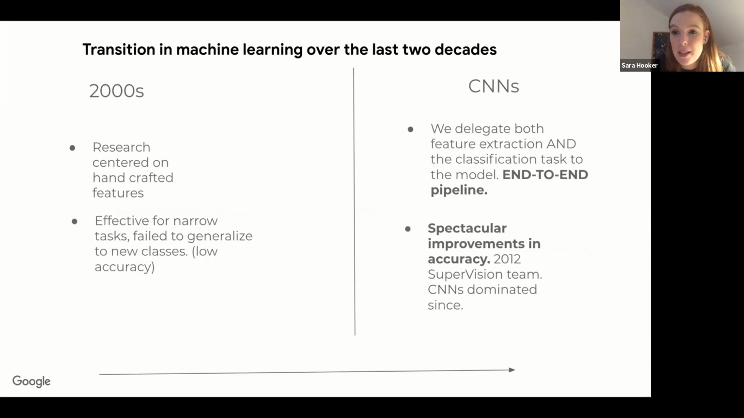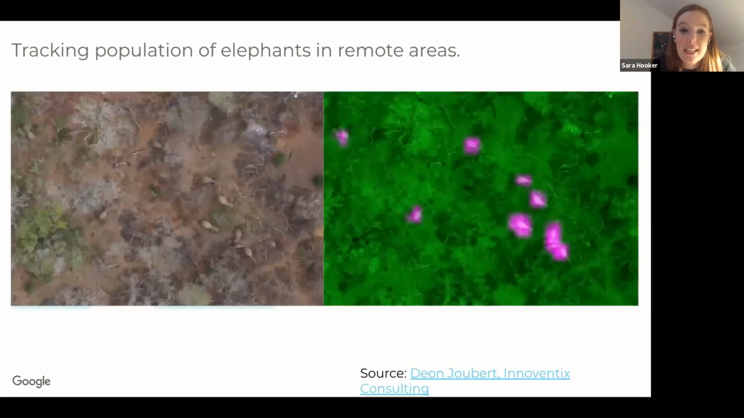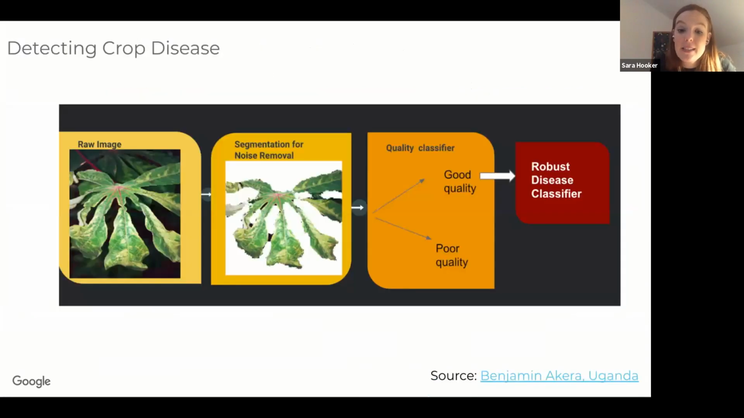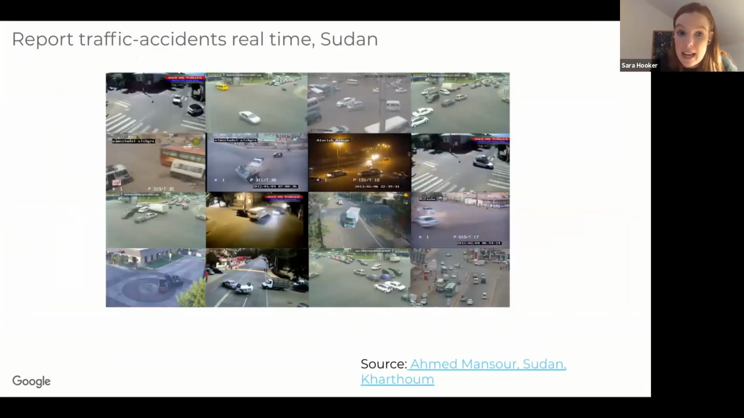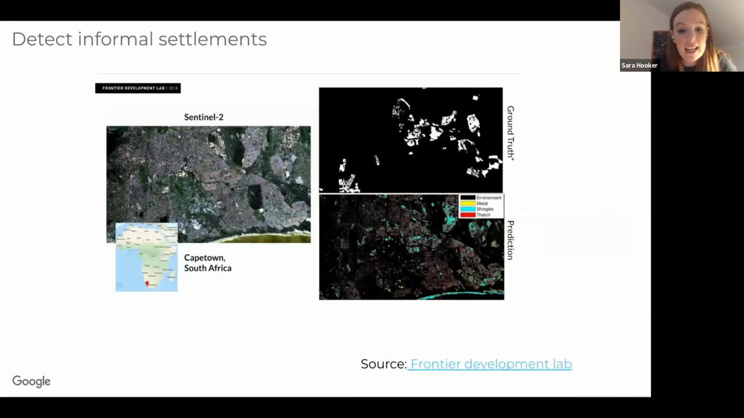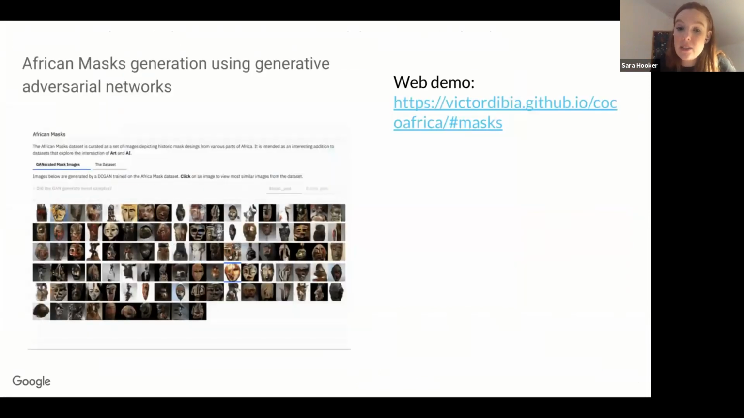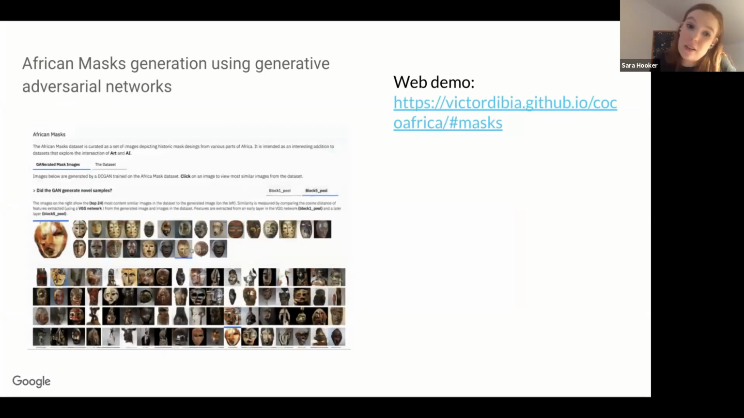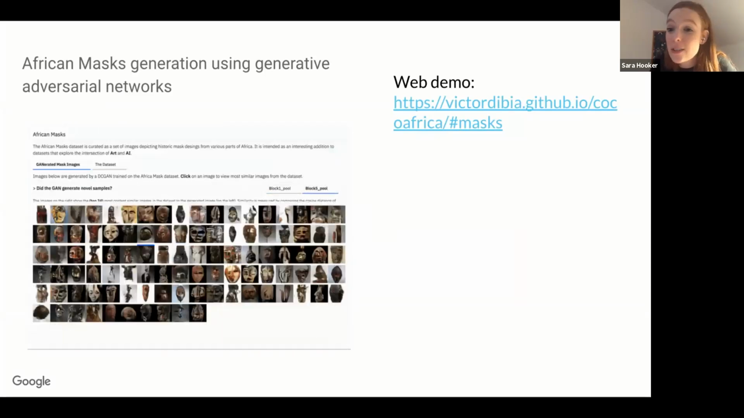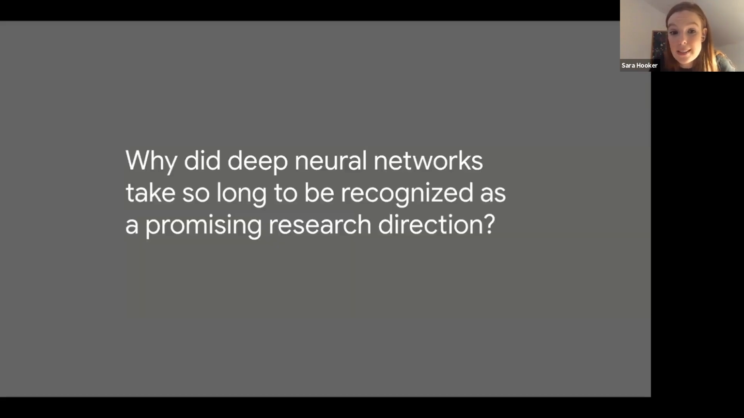So I'm going to keep on skipping along because these are very interesting questions. Here are some use cases. This is tracking population of elephants in remote areas. This is by Benjamin Akera, who was part of the Kampala lab and is now a PhD student at Mila. He's detecting crop disease in cassava, a lovely researcher. This is reporting traffic accidents in real time in Sudan. Detecting informal settlements. This is Philmon, who is doing plant classification and disease identification. And this is Victor, who's doing a variant of essentially structuring CNNs to do generative distributions.